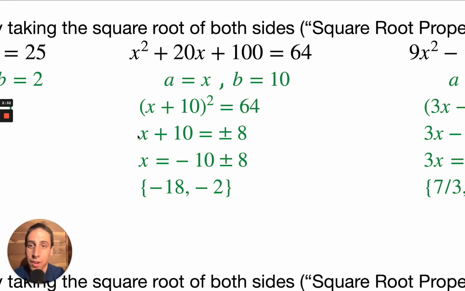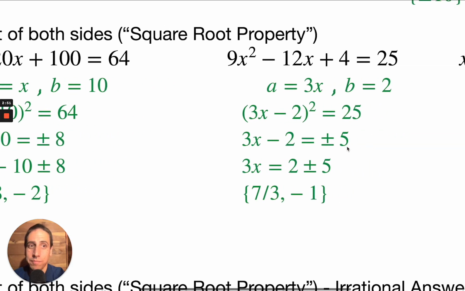Taking the square root of both sides, we get x plus 10 is equal to plus or minus 8. Now subtracting 10 from both sides to undo the addition, we get x is equal to negative 10 plus 8 and negative 10 minus 8. When you do those additions and subtractions, you get these two numbers. And both of these numbers work as solutions in the original equation. You can check that if you want.